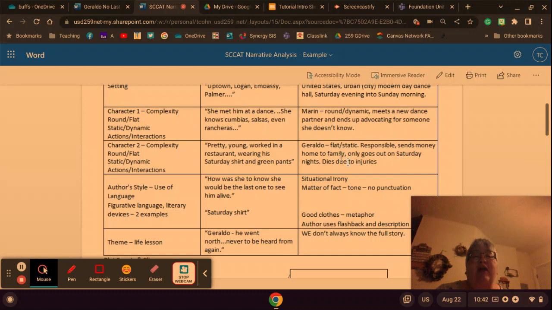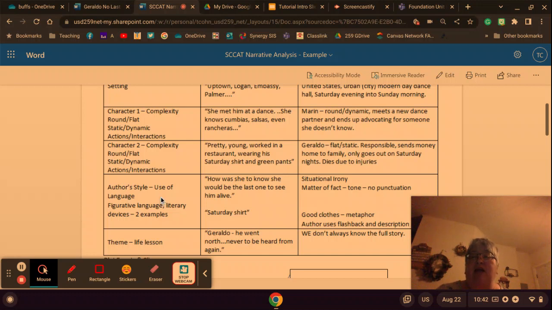And the reason we know that is all of this information about Geraldo is because it's in the last couple of paragraphs of the story. We don't know anything about Geraldo that Marin doesn't know until the end of the story. So that's why Geraldo is a flat and static character.